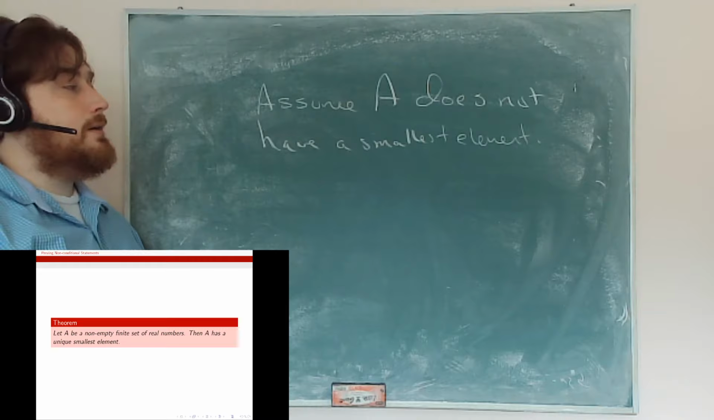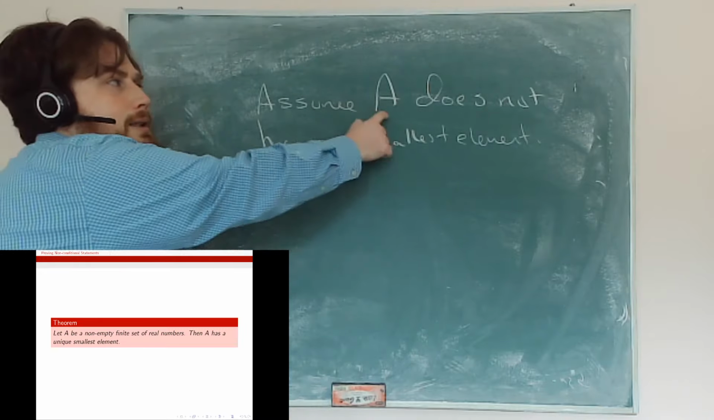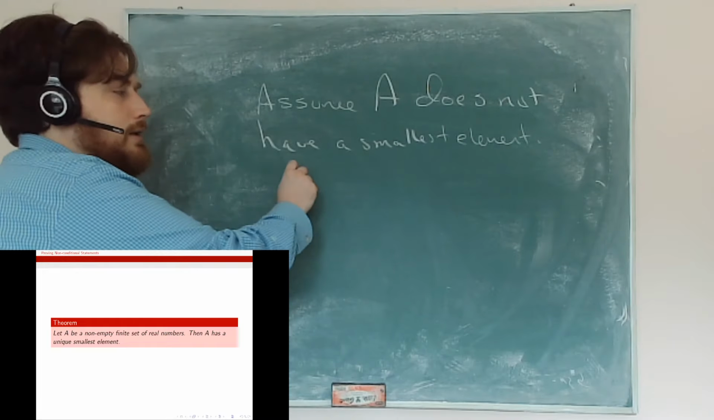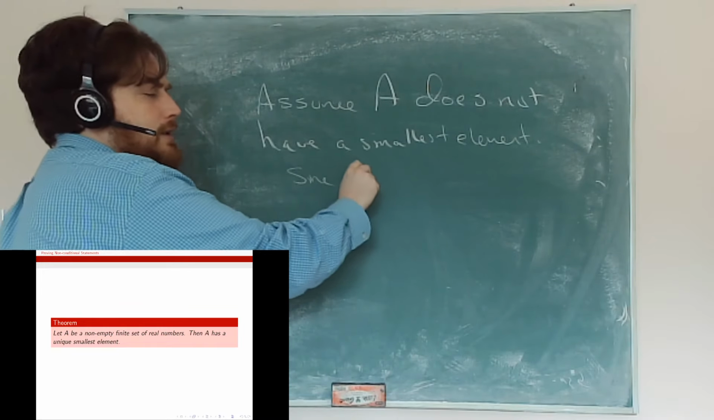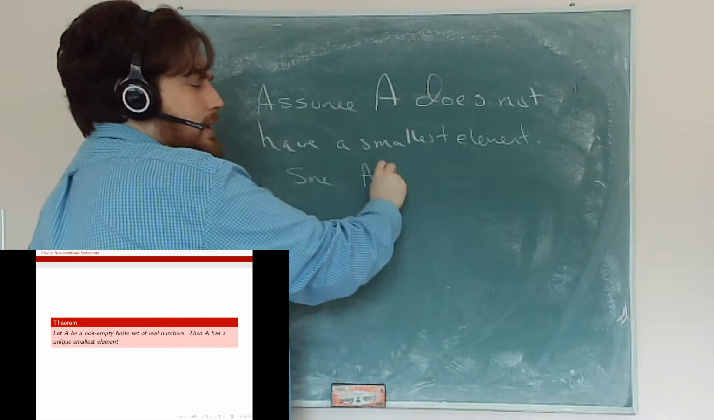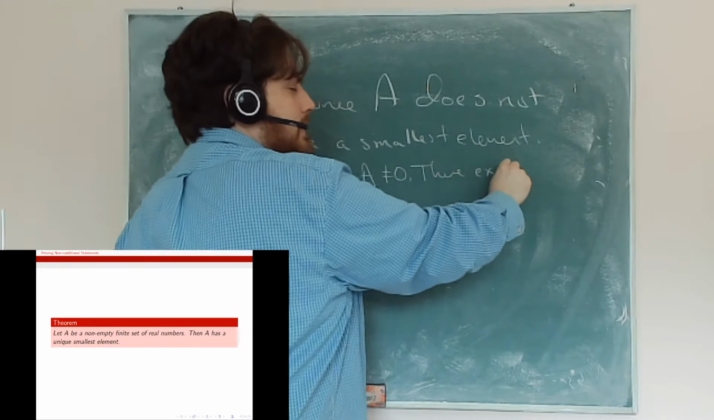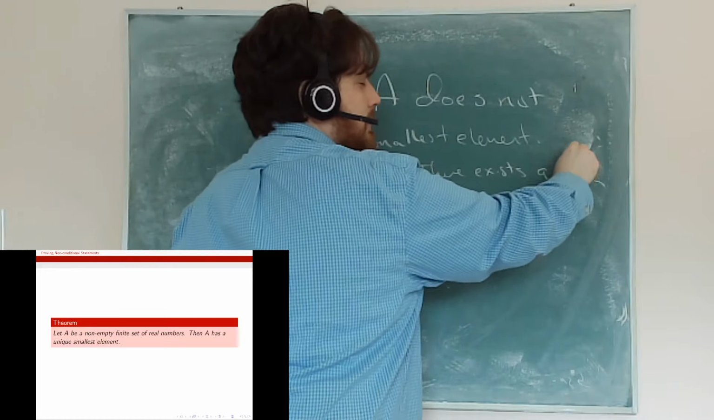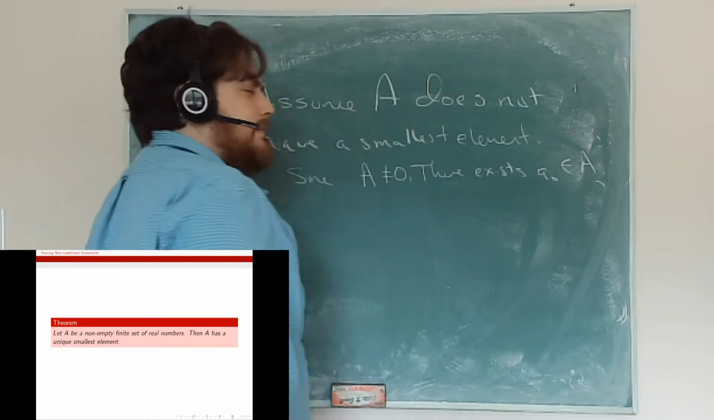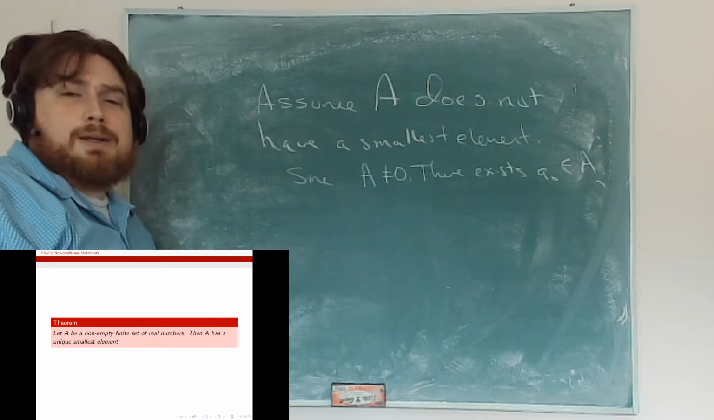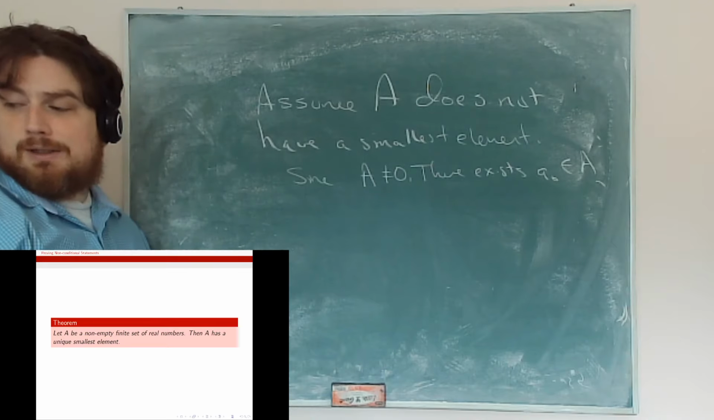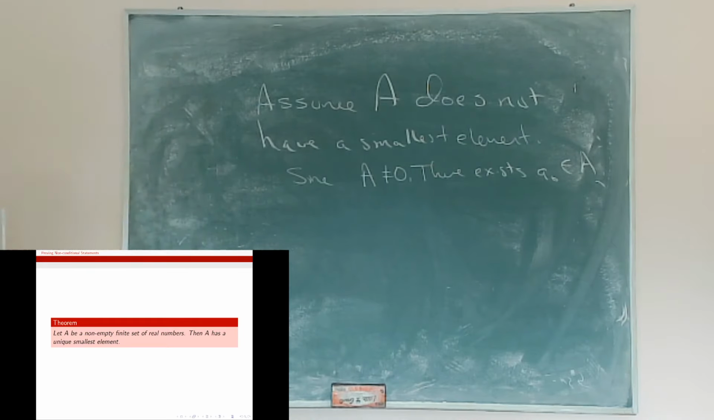Now, if A was empty, we'd have nowhere to start, but we know that A is a non-empty set. So since A is not empty, there exists an A sub 0 in A. So there's something in A. And I'm just calling it A0 to give a point to start.